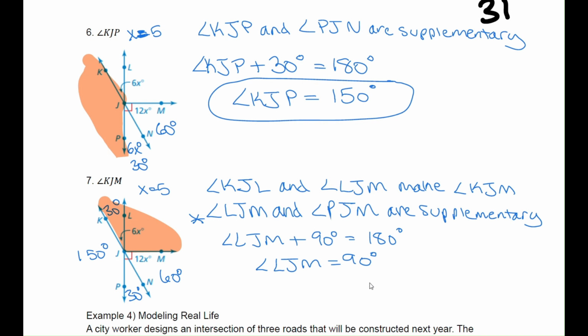All right, now I'm going to plug that into the first fact I had written. So angle KJL, that's 30 degrees, plus angle LJM I just found was 90 degrees. Together, they're going to make angle KJM, so they're going to make 120 degrees. So angle KJM is going to be 120 degrees.